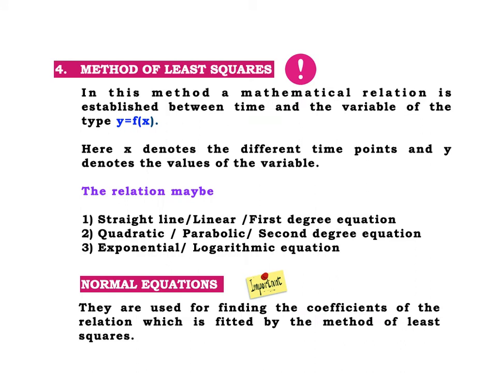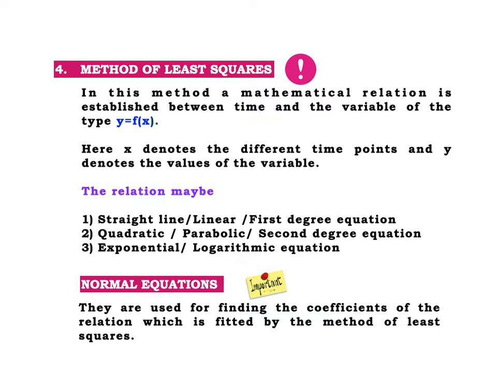The fourth measure of measuring secular trend is the method of least squares. In this method, a mathematical relationship is established between time and the variable of the type y equal to f of x. Here, x denotes the different time points and y denotes the values of the variable. Now, the relation may be first, straight line, linear or first degree equation. Second, quadratic, parabolic or second degree equation. Third, exponential or the logarithmic equation.